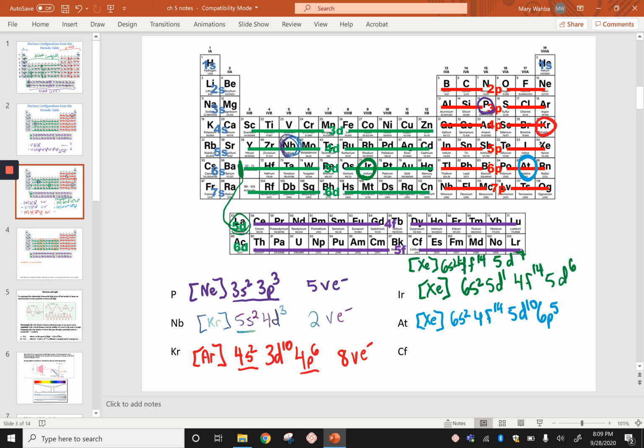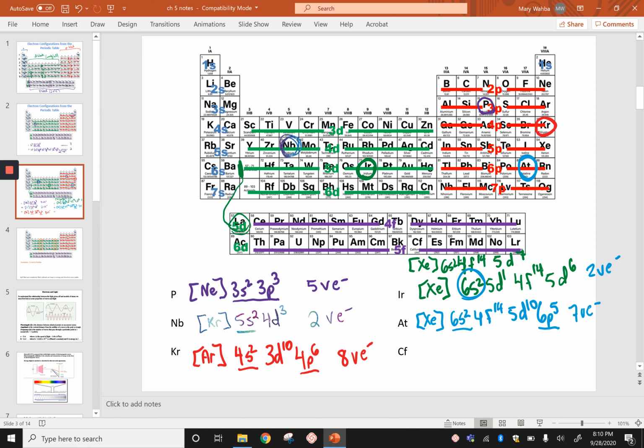We forgot to do the valence electrons, so 6th energy level here is the highest, so 2 and 5, that is 7 valence electrons. I forgot to do the ones for the iridium here, so for the iridium, highest energy level is the 6th energy level, so there are 2 valence electrons.